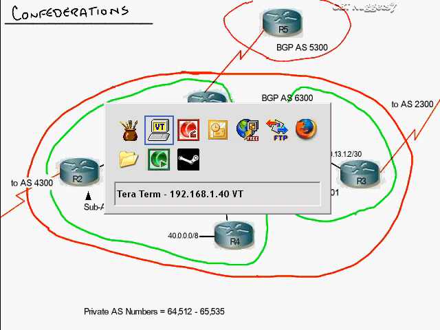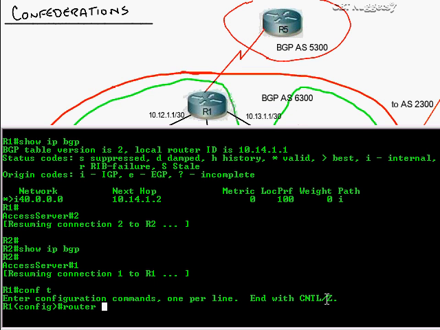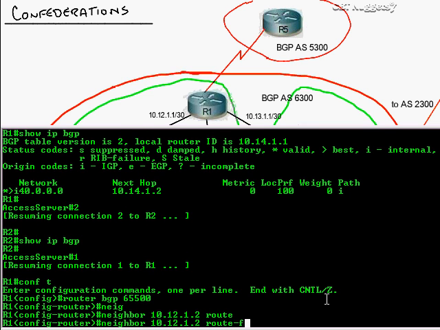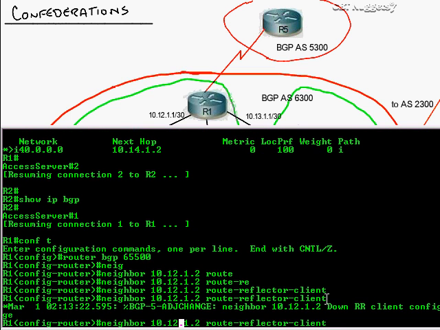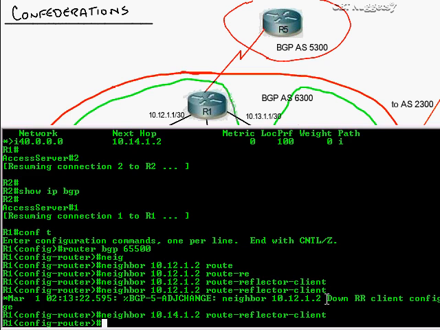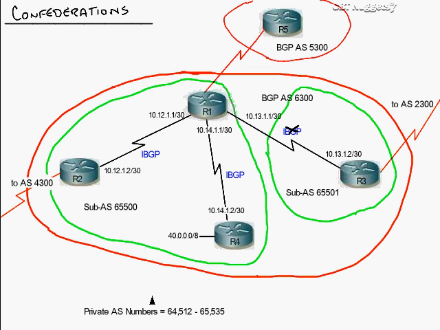Hop over to router 1. I'm going to say, router 1, you are a route reflector client for the neighbor 10.12.1.2, and I'll put route reflector client, and I'll hit the up arrow and do it the other way for 14. So this will allow it to advertise networks going through the system. So we're integrating route reflectors into this confederation to allow the routes to travel through.